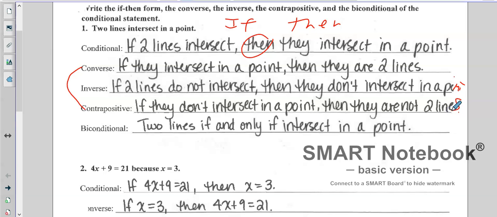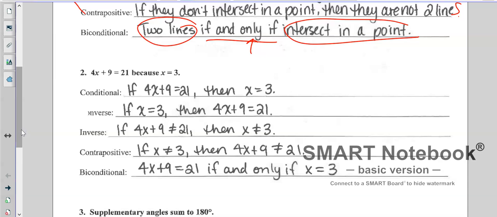And the biconditional, sometimes, especially like this one, is a really awkward one to make. So two lines, if and only if, intersect in a point. So sometimes it's awkward to put it. I'm not going to grade you on your grammar. Just get the general idea. You want to have one side, if and only if, the other side. So the hypothesis, if and only if, conclusion. Same thing here. Make sure you're adding "if" and "then" in here, and then you're just saying it.